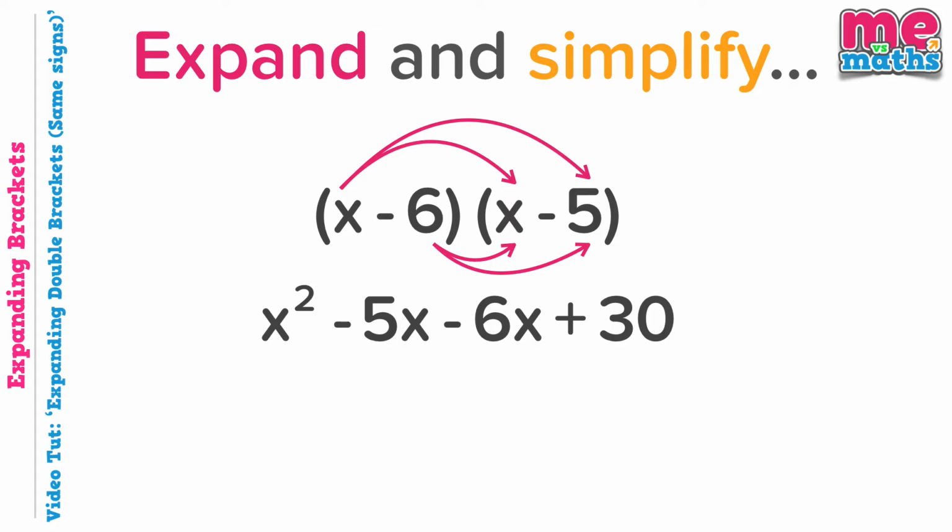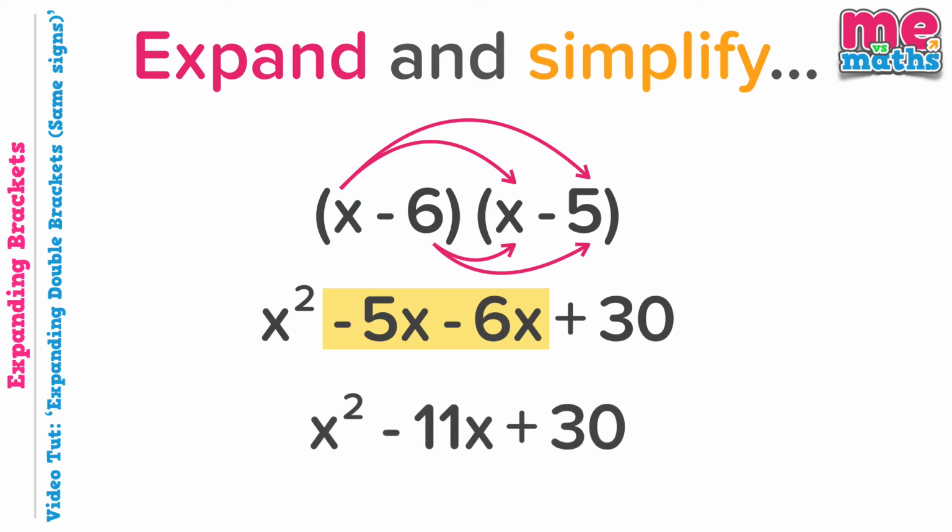Okay, we've expanded the brackets, but now we need to simplify our answer. As before, it's these two terms that we can write in a simpler way. Minus 5x minus 6x. You can get confused here if you have the rules for multiplication in your head. We're not using those now. Minus 5 minus 6. So we're 5 below 0 and we go down another 6. We'll get to minus 11. So this will simplify to x squared minus 11x plus 30.